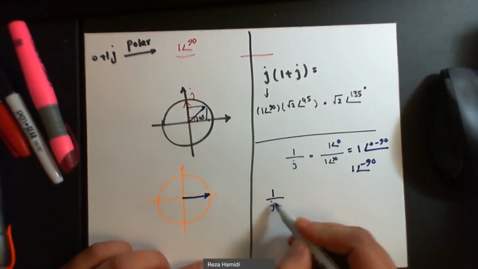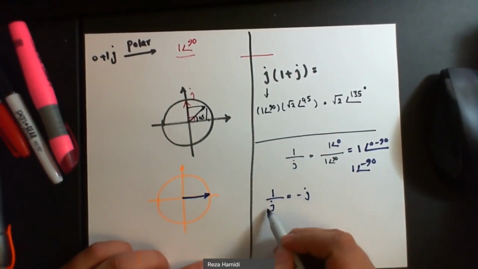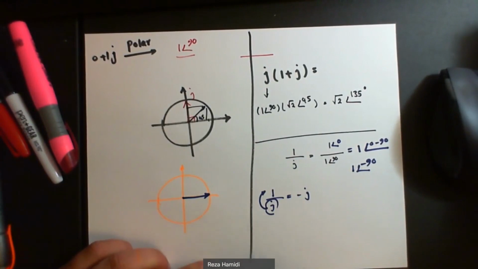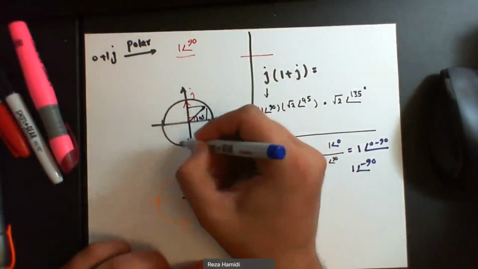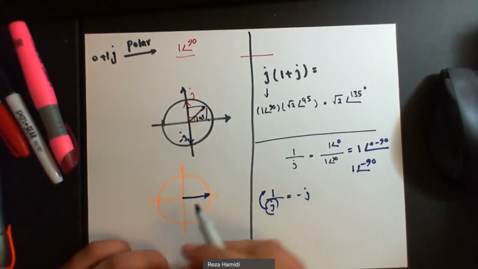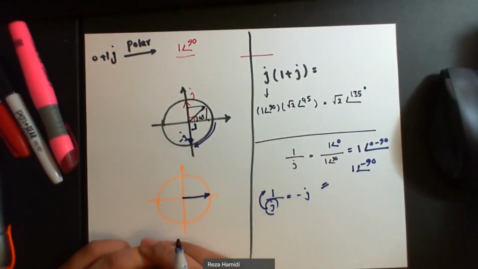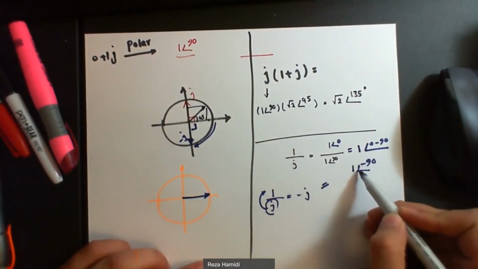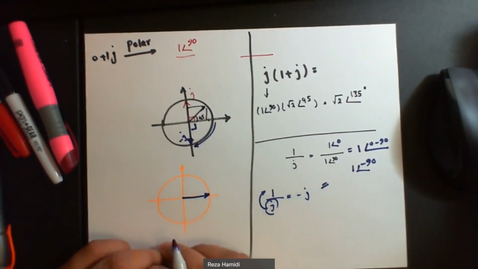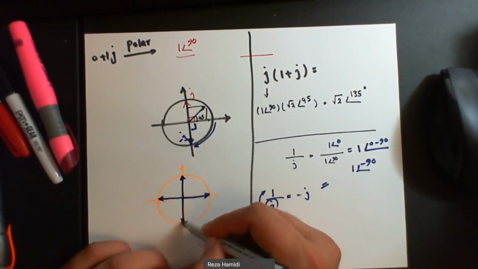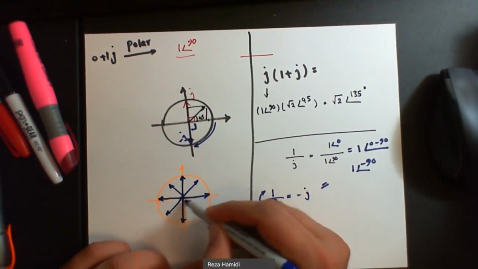Do you remember I've told you 1 over J is equal to negative J. You can transfer this over or under the line by flipping its sign. So 1 over J is negative J. Where is negative J? It's going to be 1 angle negative 90, or negative J. 1 over J, 1 angle negative 90. 1 over J, negative J. See? Actually, you need to imagine where these numbers, where these vectors are going to be.